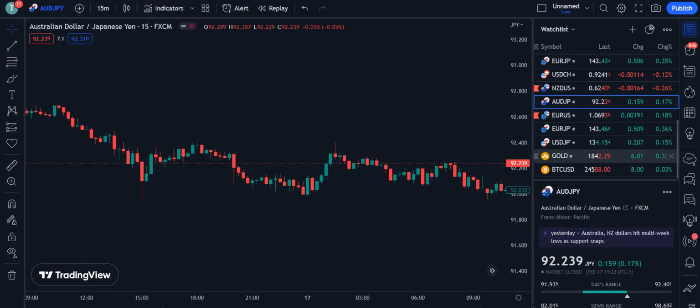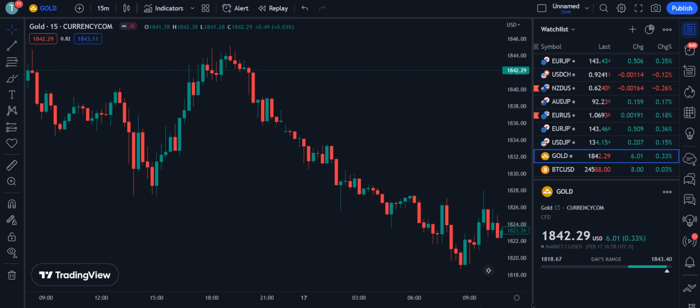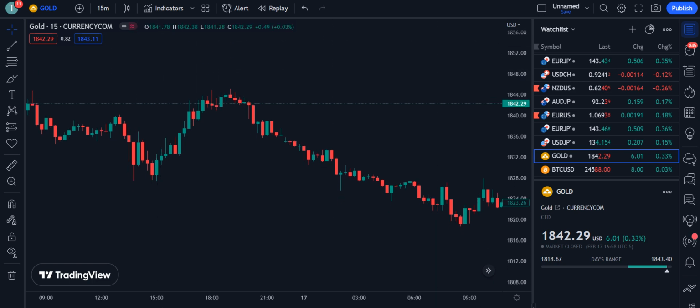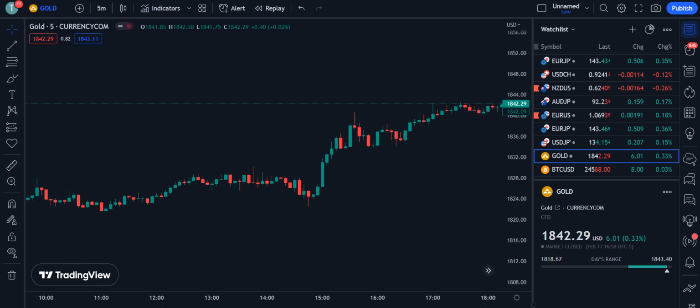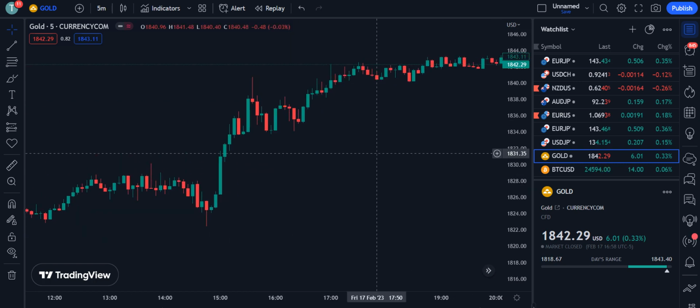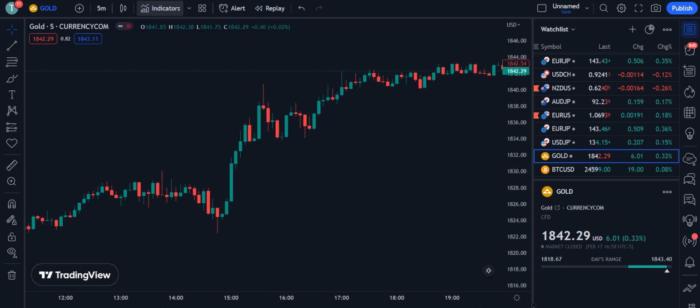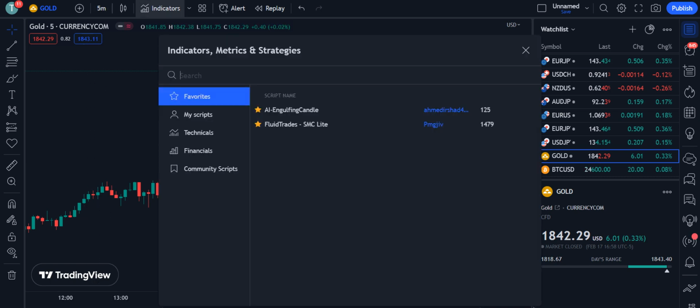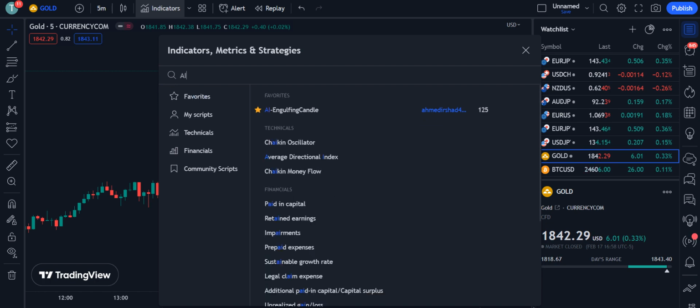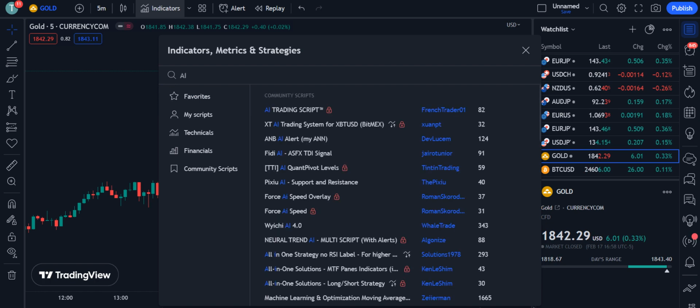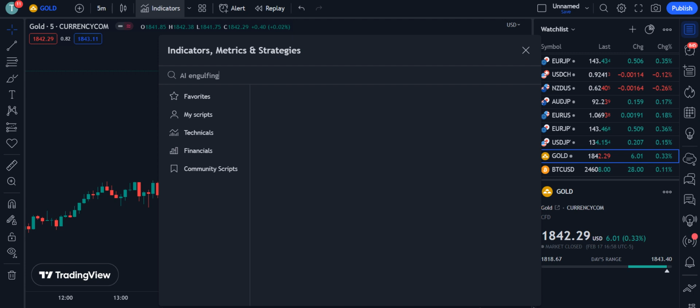Here I will be telling you that I am going to use the gold chart for this, and I will be using the 5 minutes chart, so you can also open this chart. Okay, here I have changed its view, and now I will tell you which indicators I am using. The first indicator that we are using here is AI engulfing candle, and this is by Ahmed Rashad. 125 traders are using this indicator. You have to click on it, and it will be applied on your chart.